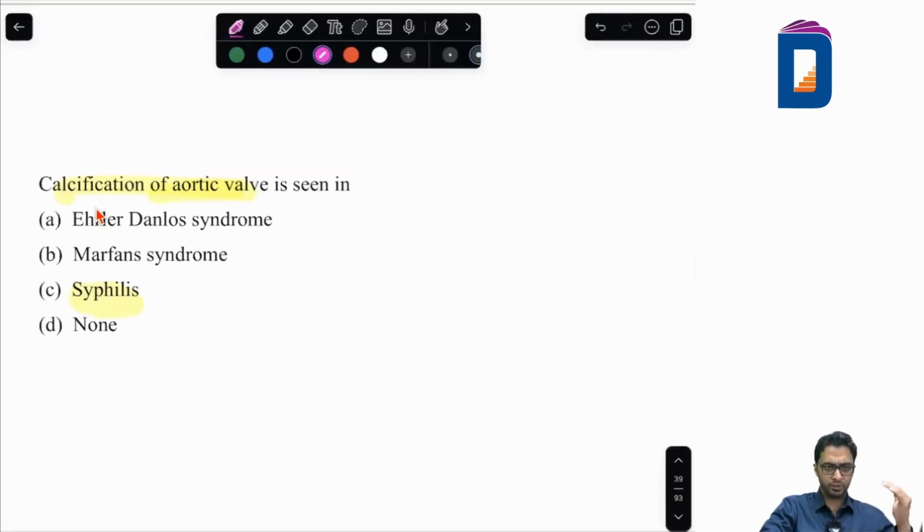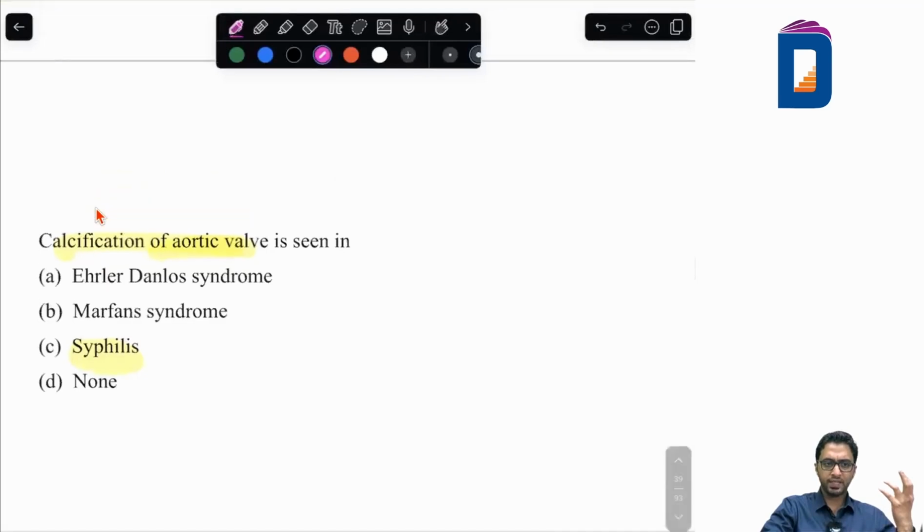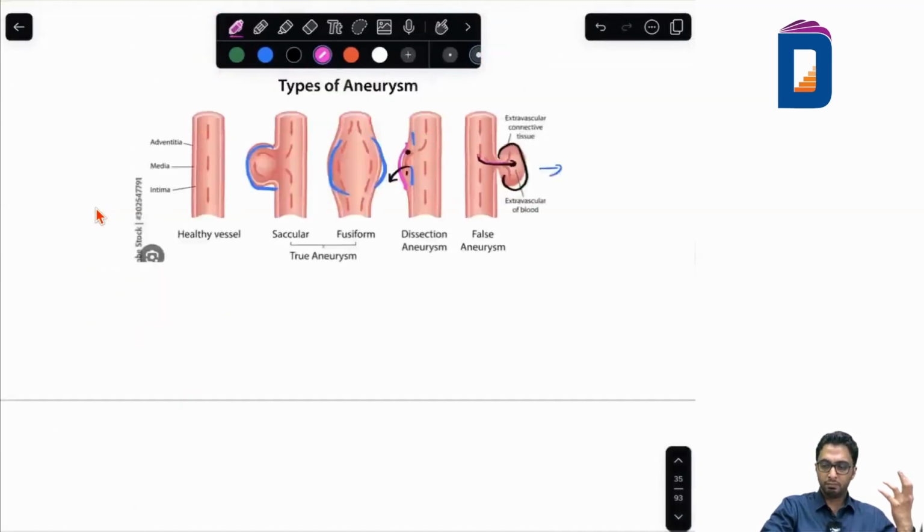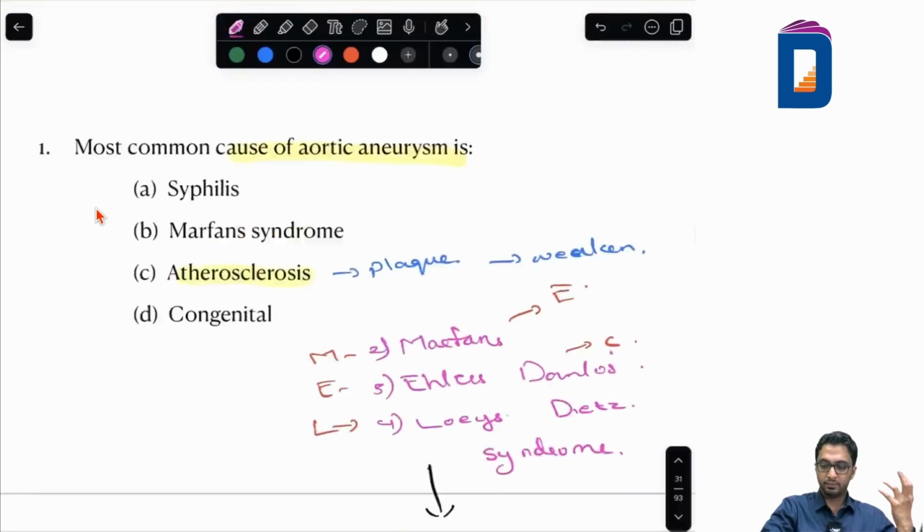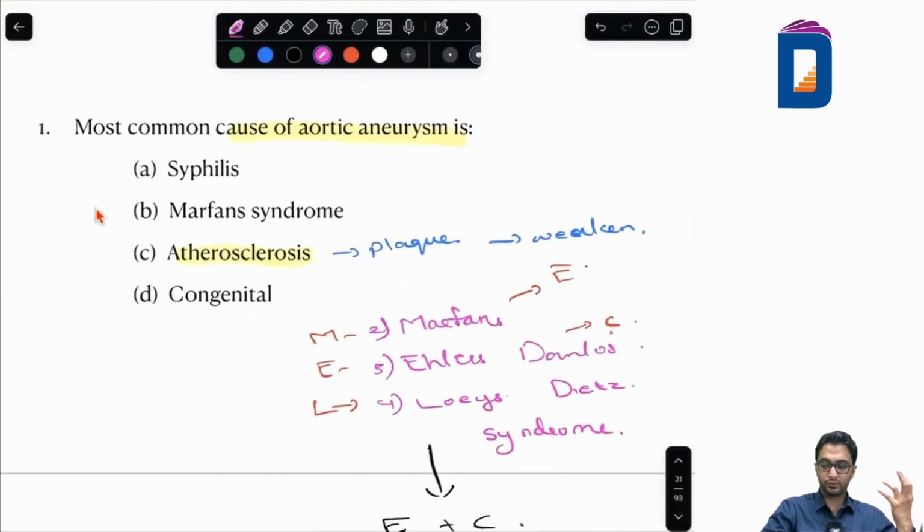There are also cardiac lesions there, but just to connect again: aortic aneurysm, we saw it is there in MEL. Along with that, just write S also. MELS, or SMELL would have been the better short form. So S is for syphilis. But don't forget, the most common cause is atherosclerosis. The second is Marfan's, not syphilis.